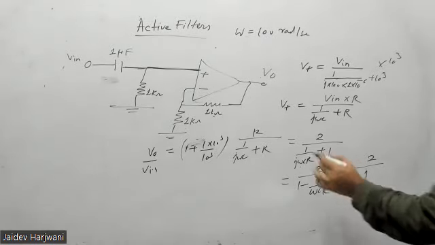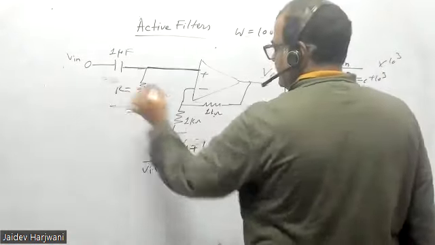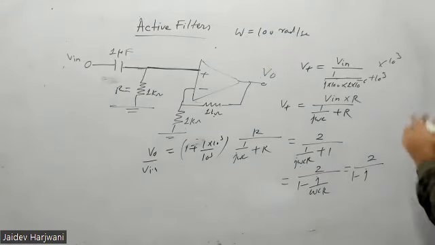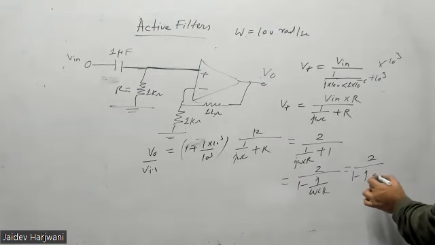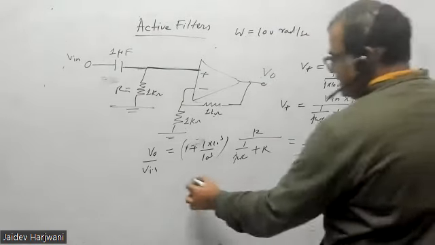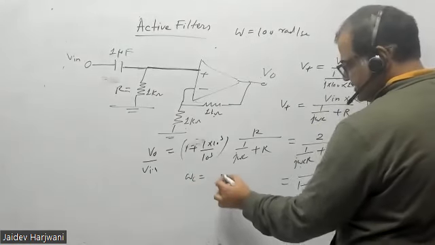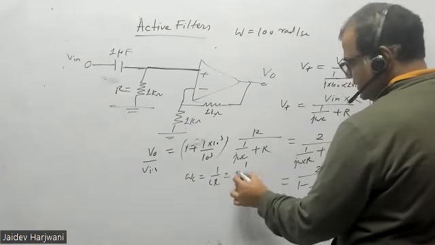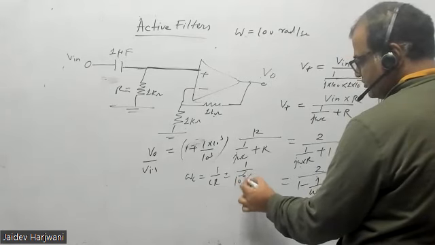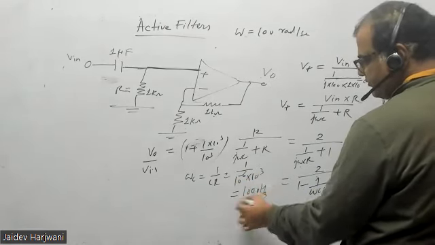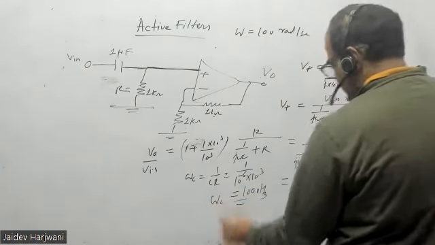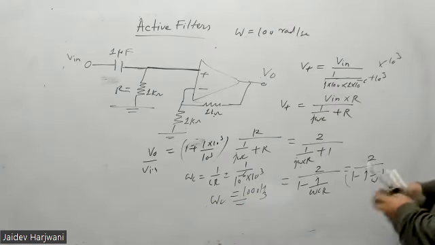R is 1 kilo, you have to remember. I'm calling this R. So this will come out how much? jωC upon ω, this format, and ωC is your 1 by CR, and this is 10 raised to power minus 6 into R is 10 raised to power 3. So cutoff frequency is 1000 hertz. That's correct. Cutoff frequency is 1000 hertz.